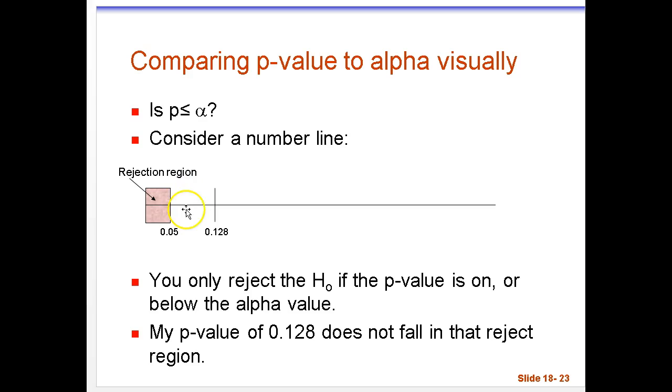We calculate our p-value. That p-value is 0.128. Now, from a number line perspective, 0.128 is here, above 0.05. Is 0.128 smaller than 0.05 or possibly equal to 0.05? No, the answer is no. So I fail to reject my null hypothesis.